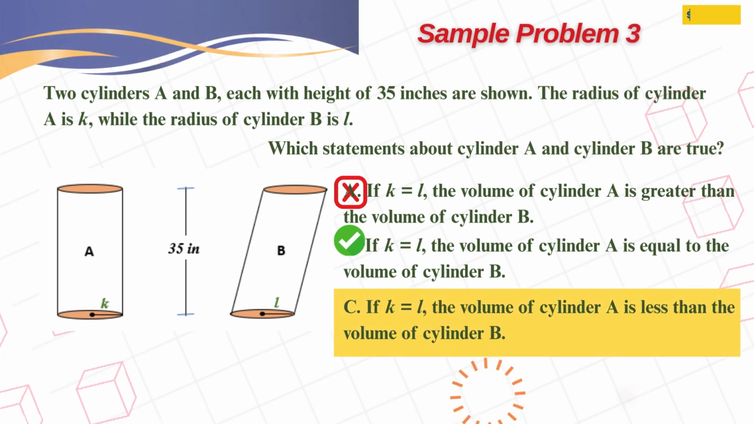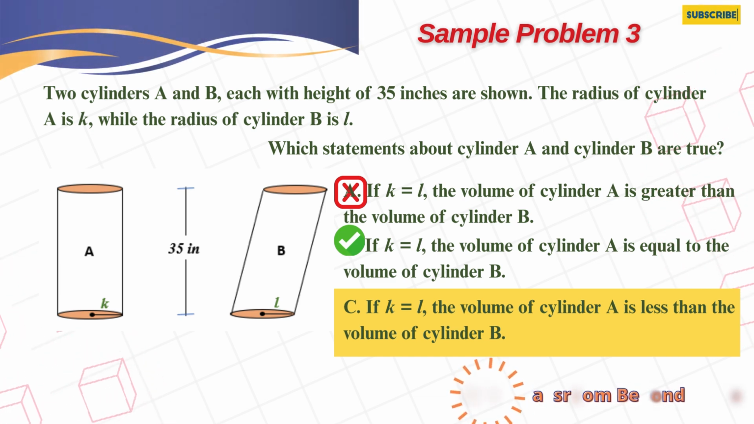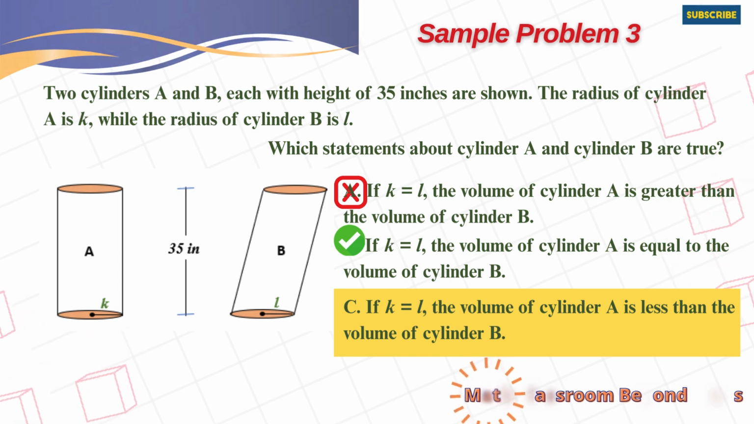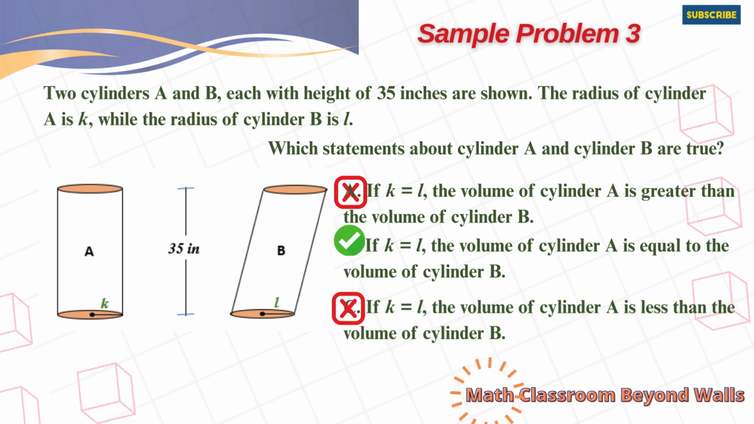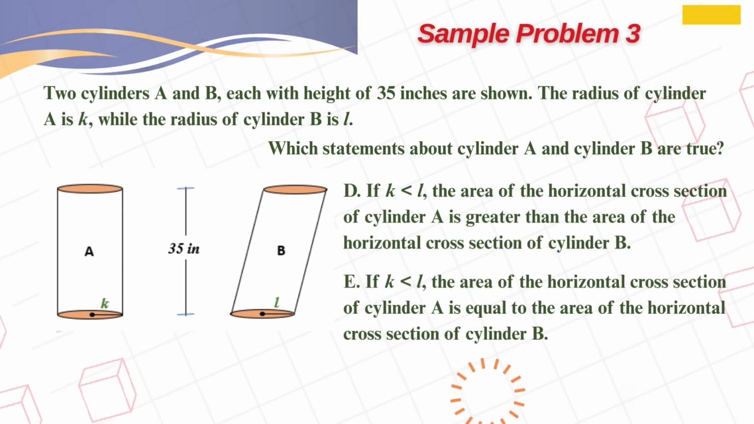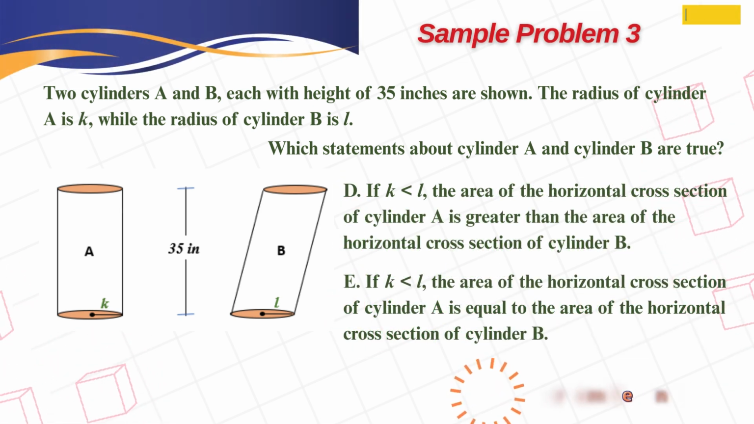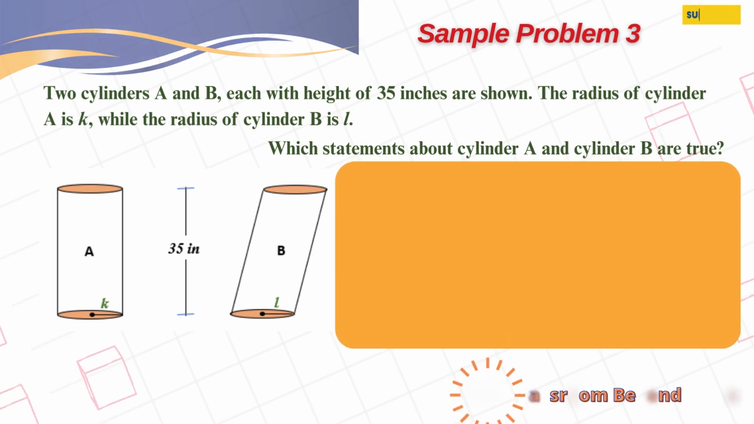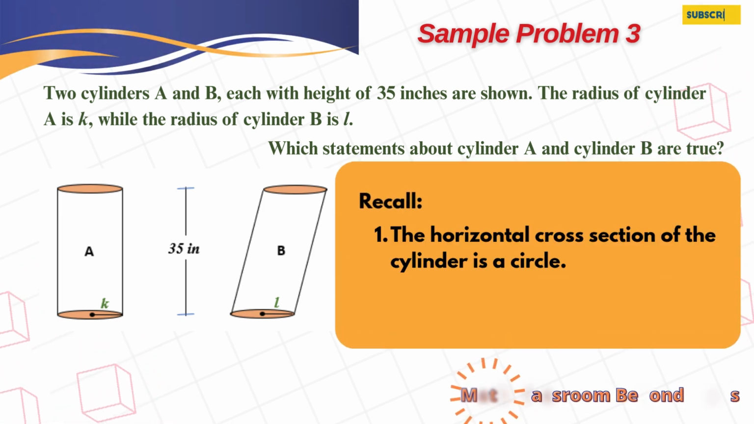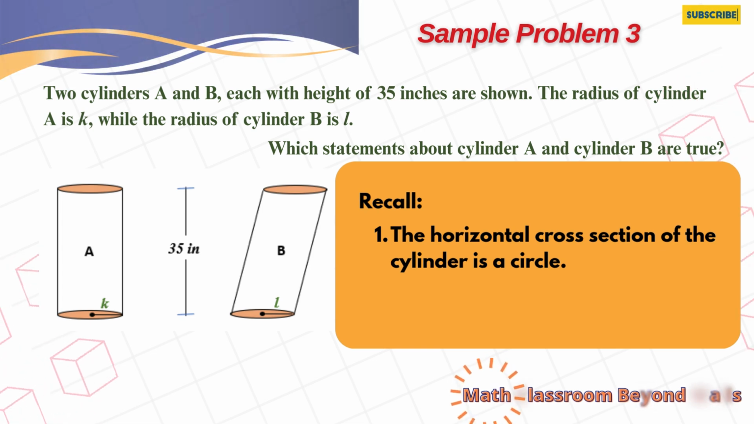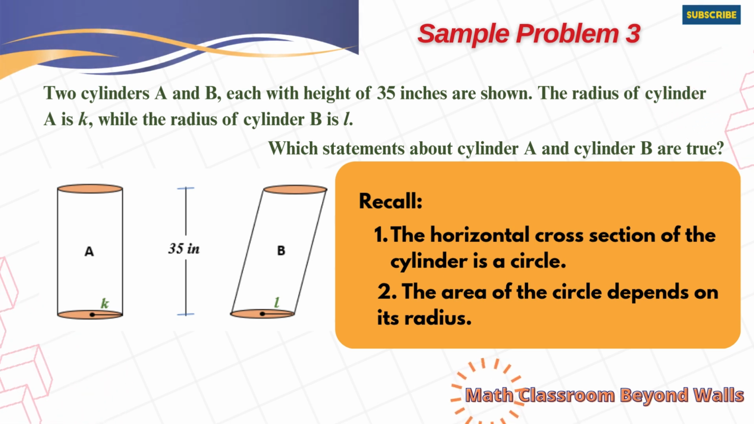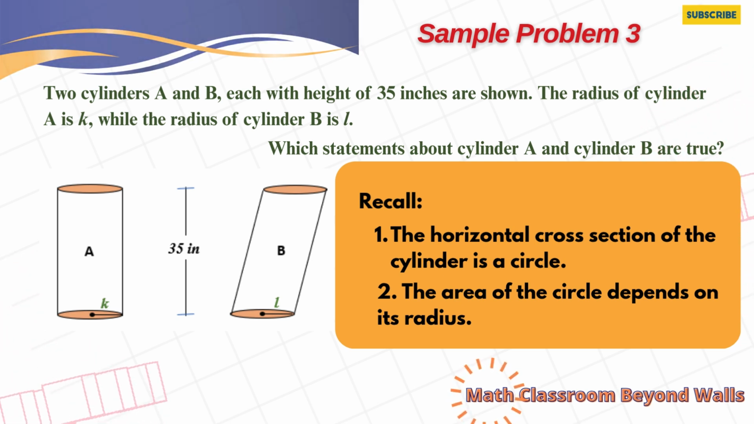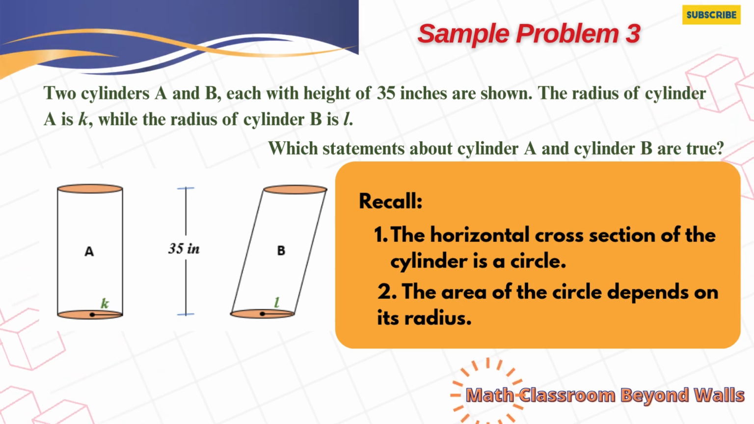How about option C? The statement is, if K is equal to L, the volume of cylinder A is less than the volume of cylinder B. So definitely this is false. The next three statements compare the area of the cross sections. Remember that the horizontal cross section of the cylinder is a circle, and the area of the circle depends on its radius. Let's go and examine the next three statements.